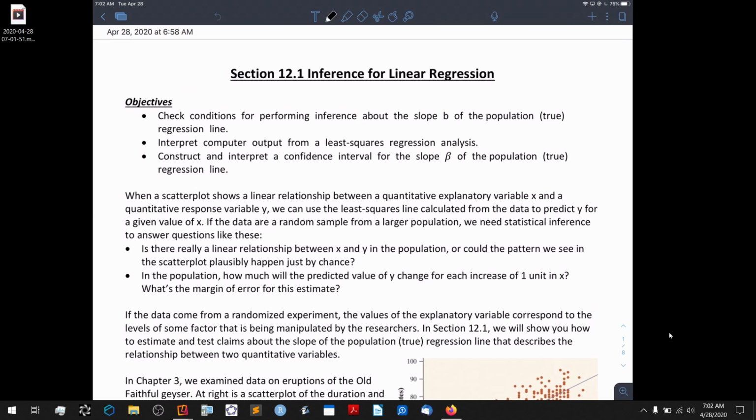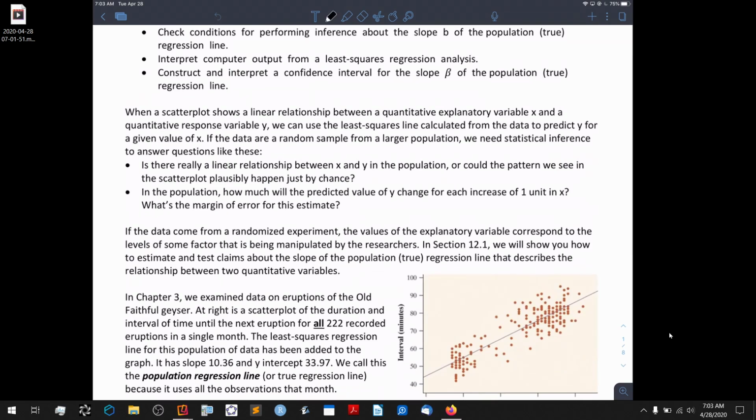So in section 12.1, we'll basically construct a confidence interval for this slope beta, which is the true slope of the population regression line, and we will also do a hypothesis test about that slope. Okay, and so there's a lot to read here. I'll let you read that. I'm not going to read all this stuff with you, but basically these are the two things we need to think about.